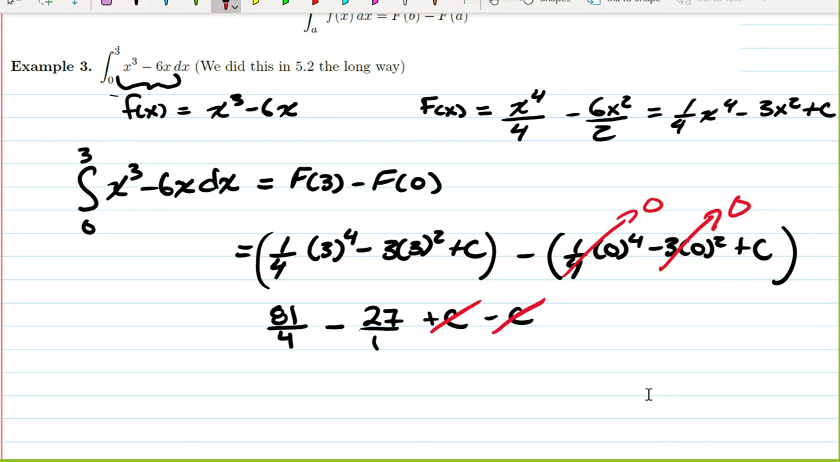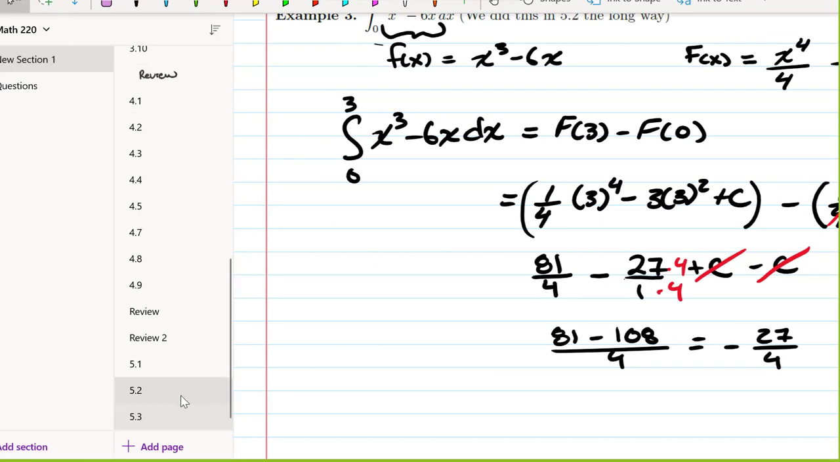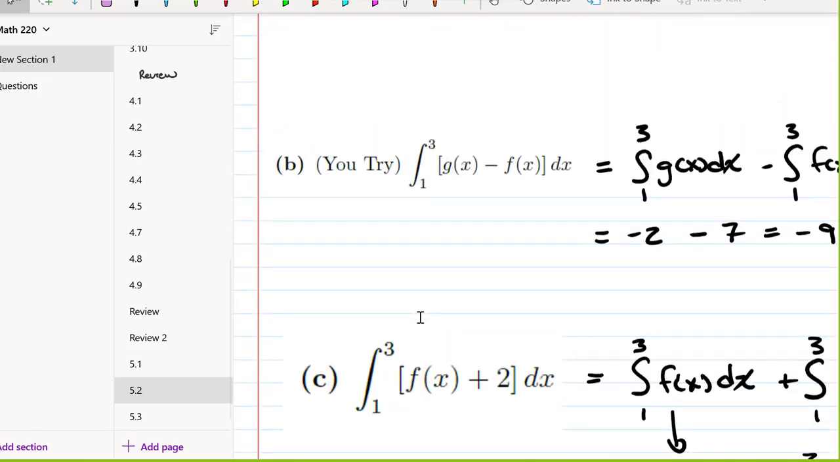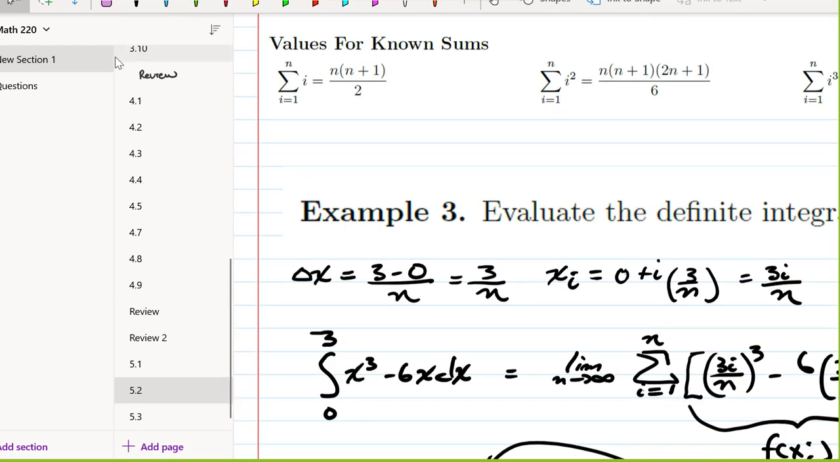Make that a fraction over 1, multiply the top and the bottom by 4, and we get 81 minus 108 all over 4, which gives us negative 27 over 4. So the area underneath that curve from 0 to 3 is negative 27 over 4. So let's journey back in time to our last lecture when we did this same problem.